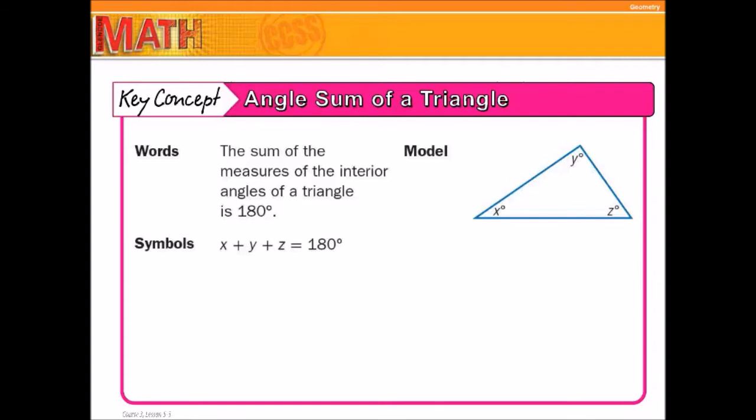Please follow along on page 390 with me as we look at the key concept, the angle sum of a triangle. The sum of the measures of the interior angles of a triangle is 180 degrees. This means that if you add up any three angles inside of a triangle, you will always get a total of 180 degrees.